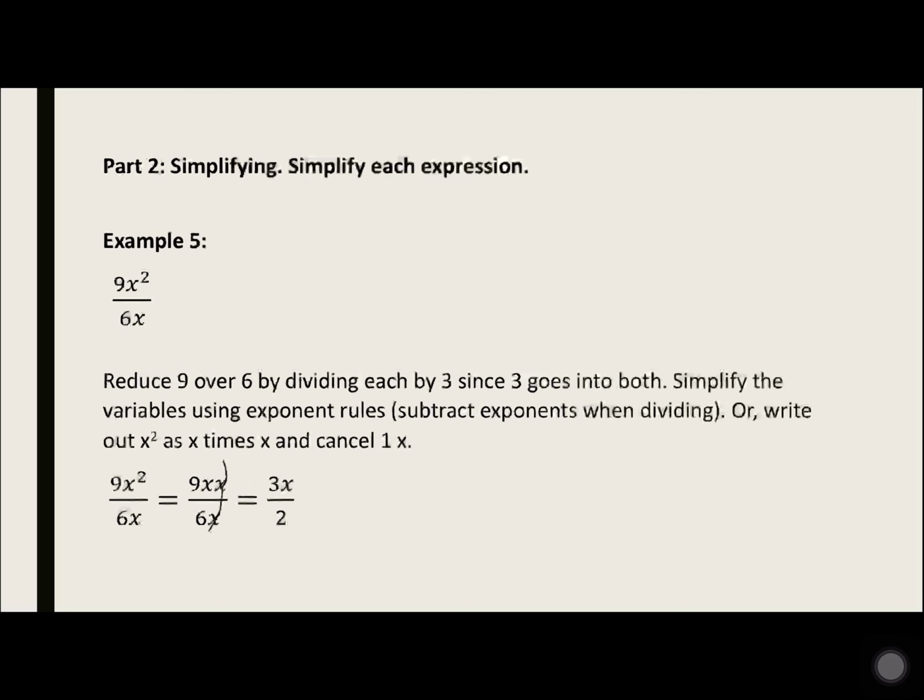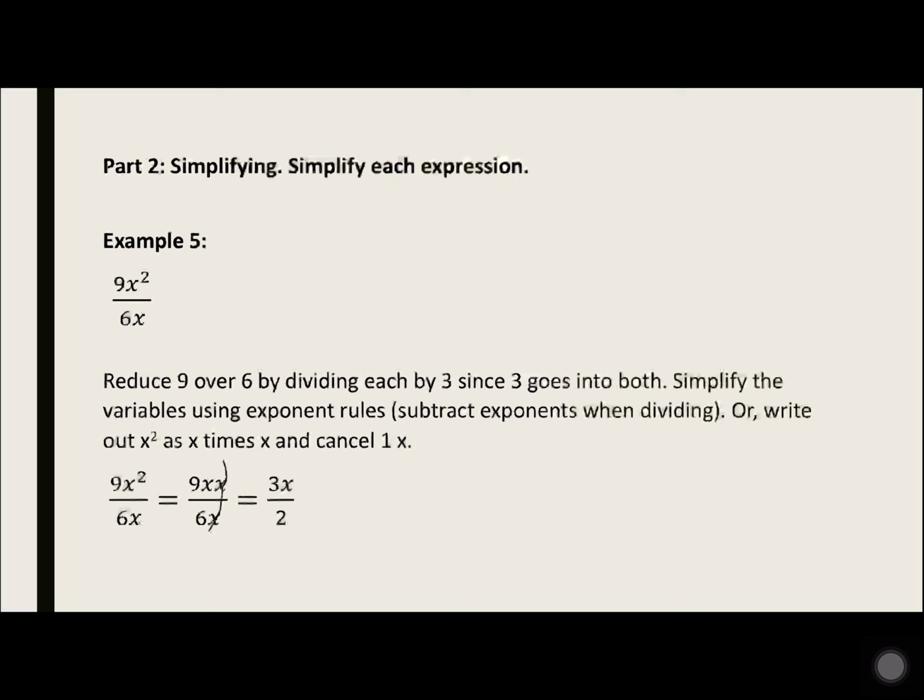Part 2. Simplifying. Simplify each expression. Example 5. 9x squared divided by 6x. Reduce 9x over 6 by dividing each by 3 since 3 goes into both. Simplify the variables using exponent rules. Subtract exponents when dividing. Or write out x squared as x times x and cancel 1x.